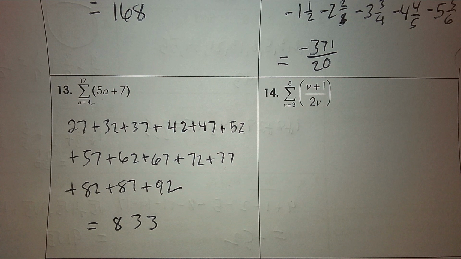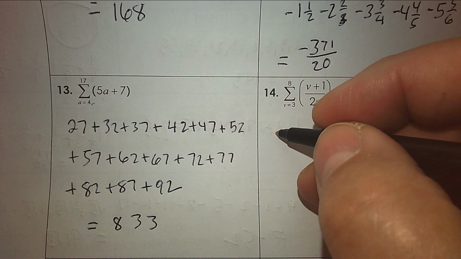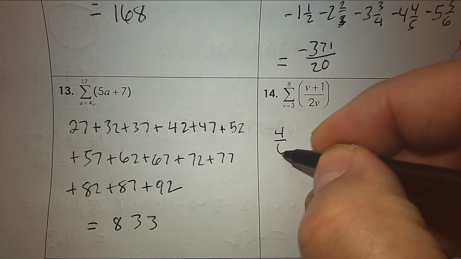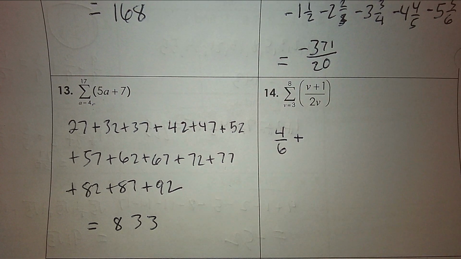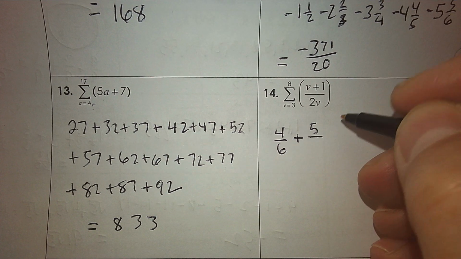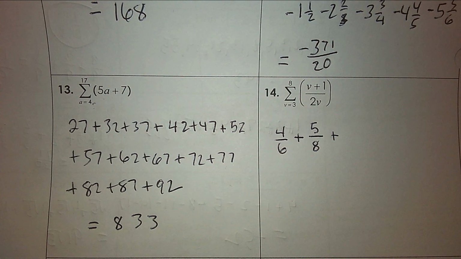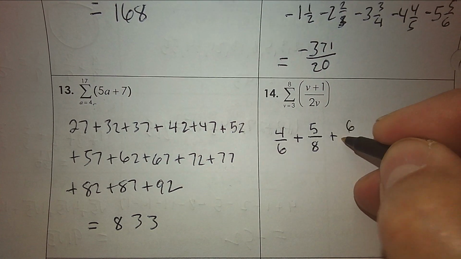Number 14. Is it arithmetic? No, not linear, right? It's rational. Completely different rule. So what number am I going to plug in first to get the first term? 3. You don't have to reduce it down. So like 4 over 6 is pretty. Plug in 4. Don't reduce it down. And it can't be anyway. Plug in 5. Don't reduce it down.